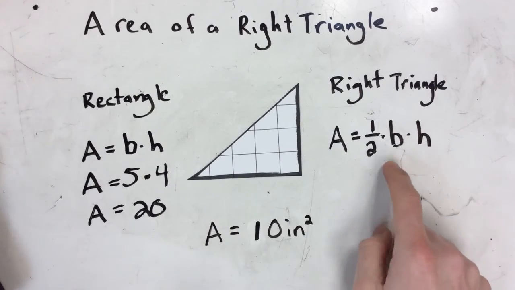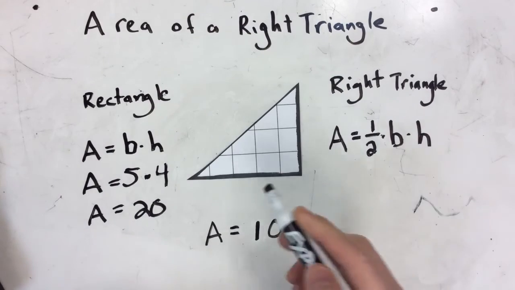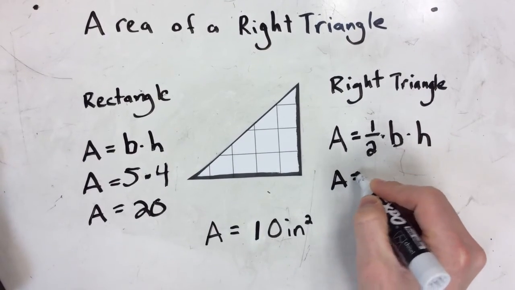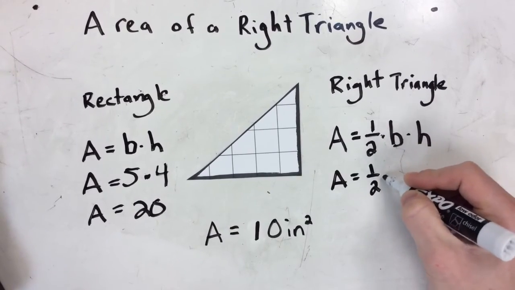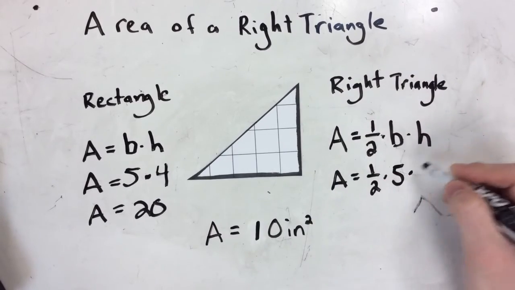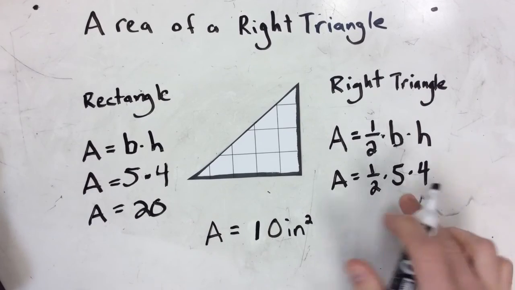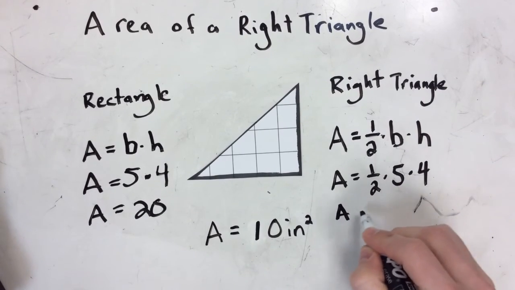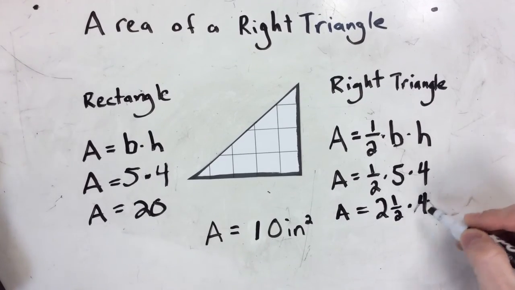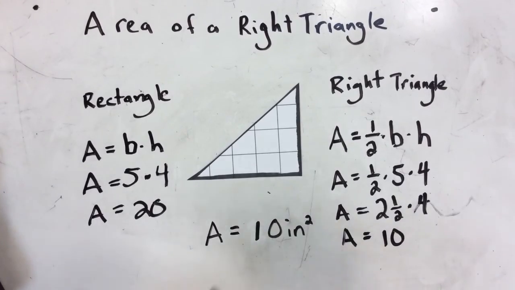So let's use this formula to find the area of this right triangle, which we already know is 10. The base length is 5, so we'll put that in for the b. Rewrite everything. Area equals 1/2 times 5, and the height is 4, times 4. Now working left to right, 1/2 times 5 is 2.5. So I get area equals 2.5 times 4, and 2.5 times 4 is 10. And we get the same answer.